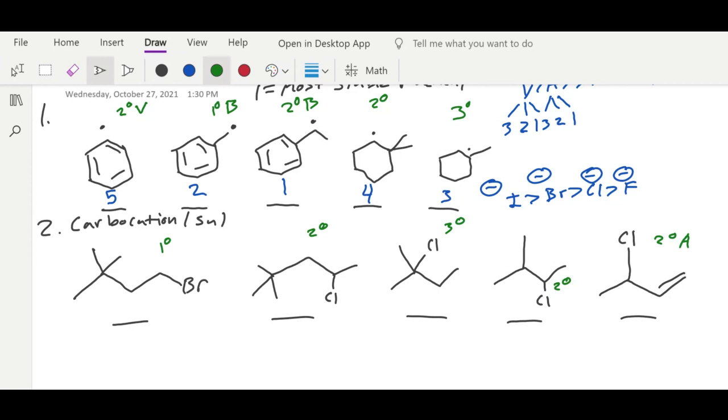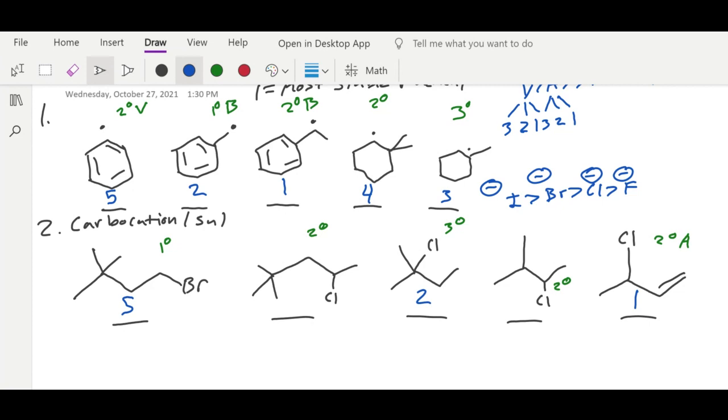I have 3 secondaries, and then a tertiary and a primary, so that should be easy. And I have a secondary allylic. I'm not even going to think. I'm automatically going to put that as number 1, okay? And then after that, I have a primary, so I'm automatically going to be putting that as number 5. Okay. And then I have the tertiary, which is going to be number 2.